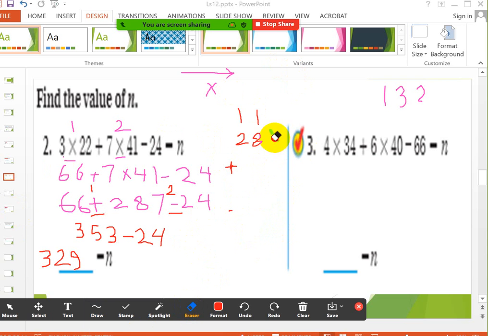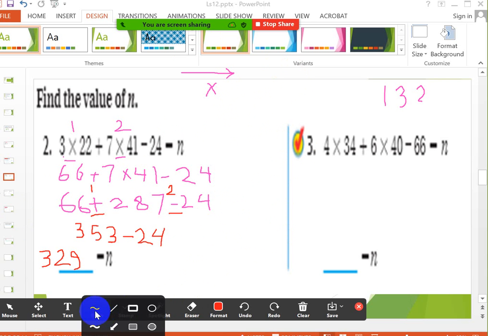So I want first to do multiplication, which is here, multiply from the left to the right. Then I will do the addition and subtraction. So where is multiplication here? This is the first multiplication, and this is the second, from the left to the right. So I will do the first multiplication, which is here, this one, 4 multiply 34, and then I will do 6 multiply 40.